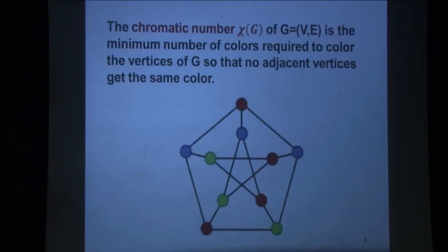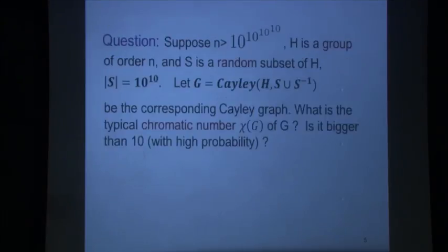I want to focus on the study of the chromatic number of random Cayley graphs, and I'll tell you why I want to do it. But before that, I want to give you some motivating questions. So here is a specific question. Suppose n is, the number you see here is just the biggest number I can write in PowerPoint. Suppose n is bigger than 10 to the 10 to the 10 to the 10. So it's some big finite number. And we take a group of order n.